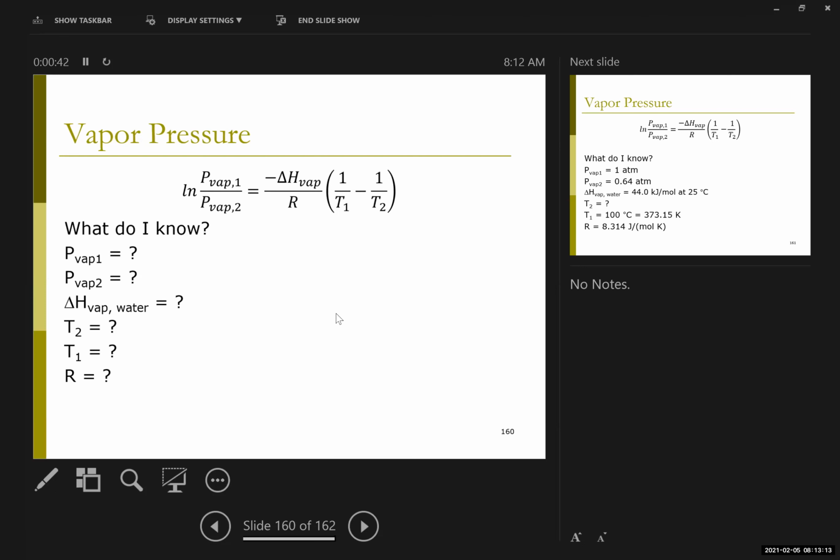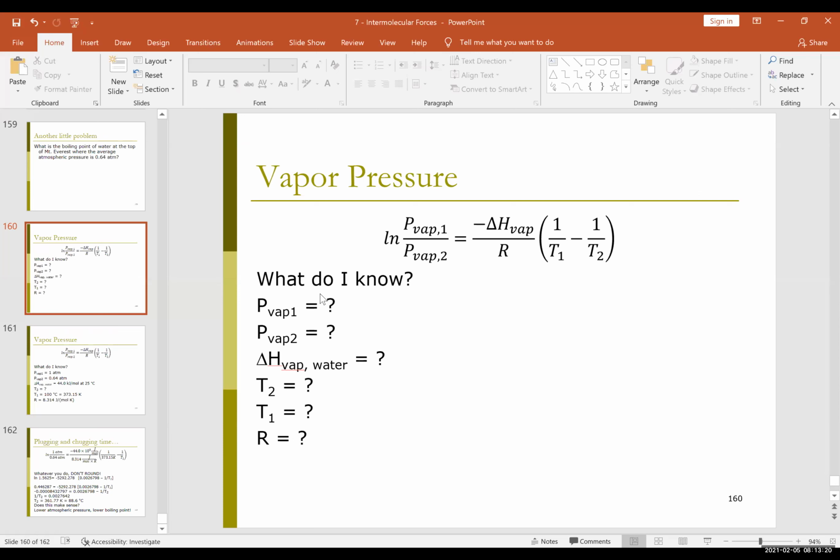So again, the one and the two really are just referencing the temperature. So it's the vapor pressure at that temperature. So at 100 degrees C, the vapor pressure is one atmosphere. That's the definition of normal boiling point. I'm trying to find the boiling point at 0.64 atmospheres. So that again is where the vapor pressure is going to equal the new atmospheric pressure. Delta H is delta H and R is R. At this point, it's largely a plug and chug.